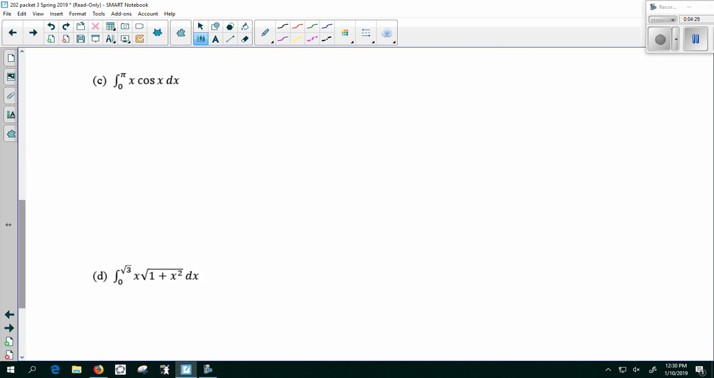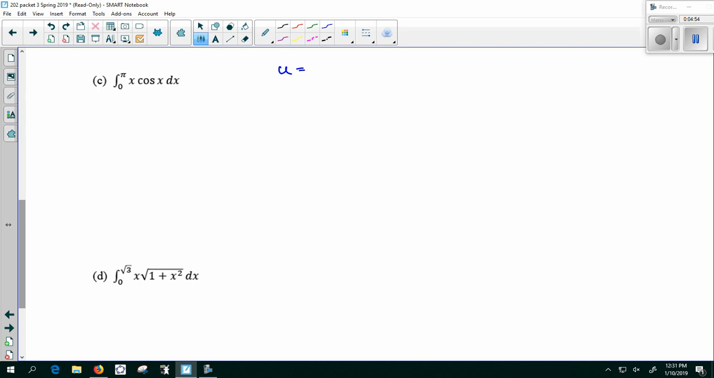Okay, the integral from 0 to pi of x cosine x dx. I have a product, but those two factors, x and cosine x, are not related by derivative. One is not the derivative of the other. So that doesn't fully rule out u substitution, but it makes it less likely. So I'm going to start with by parts.